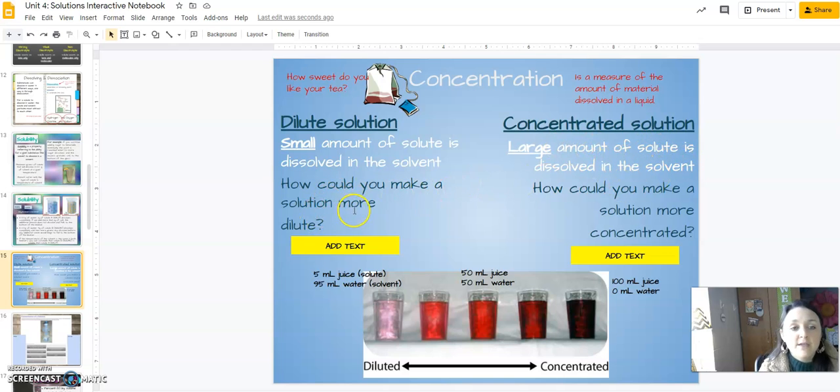How can we make a solution more dilute? Well, we could add water. So you type add water right here. How can we make it more concentrated? We could add more solute. If I'm doing Kool-Aid, I could add more Kool-Aid powder to my solution.